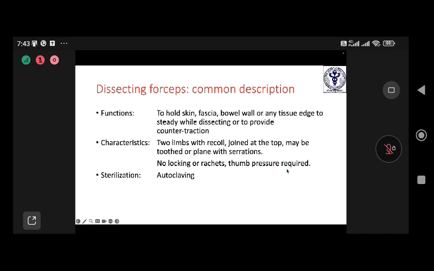And how do you describe that? Again, in terms of the function, the idea is to hold the skin, fascia, or bowel wall. It depends which one you are using, whether it will be plain forceps or tooth forceps, to hold any tissue edge while dissecting, to provide support or counter traction. So again, the characteristic is that there are two limbs and there is a recoil function. If you close it, it closes. The moment you release it, it comes back to its original position.